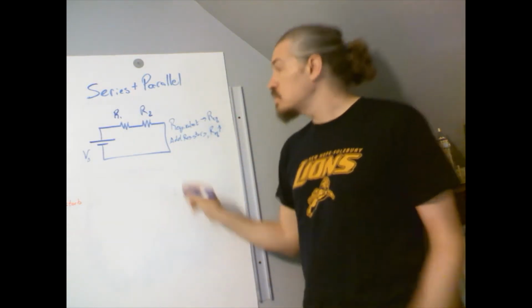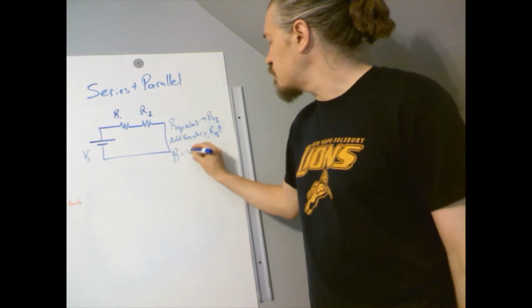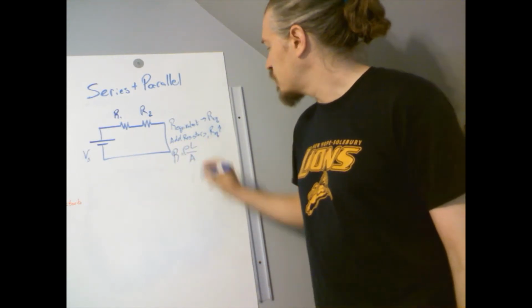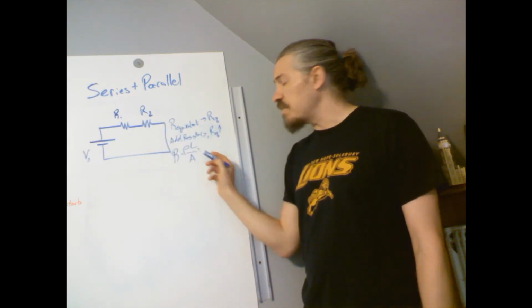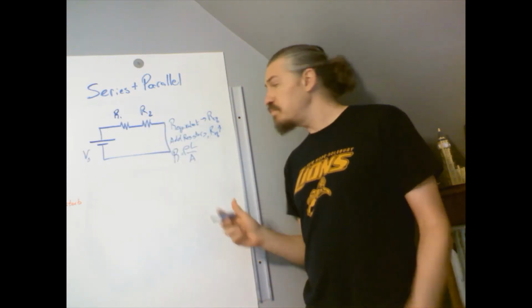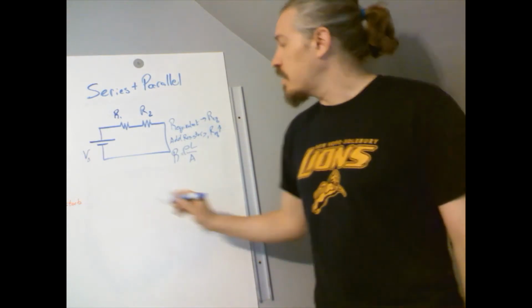Why? Well, simple reason. We can go back to our definition of resistance, rho L over A, and as we add resistors, we're effectively making L larger. Basic idea here. Now, a couple of rules.